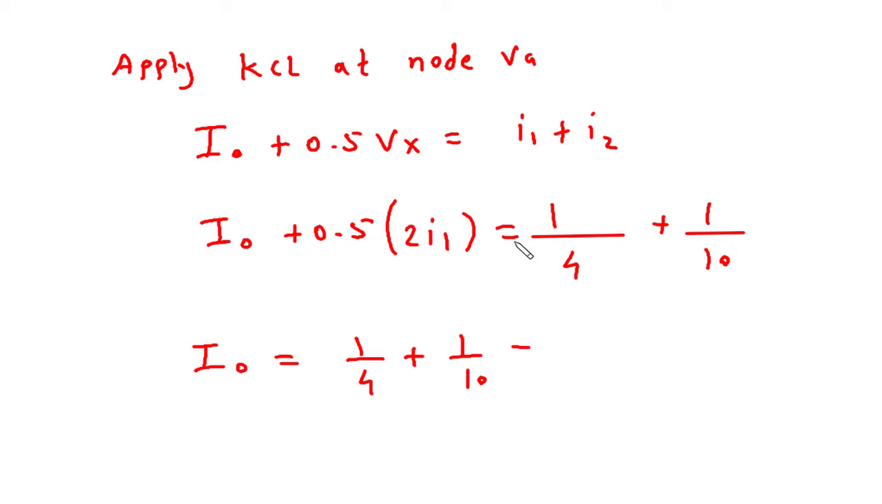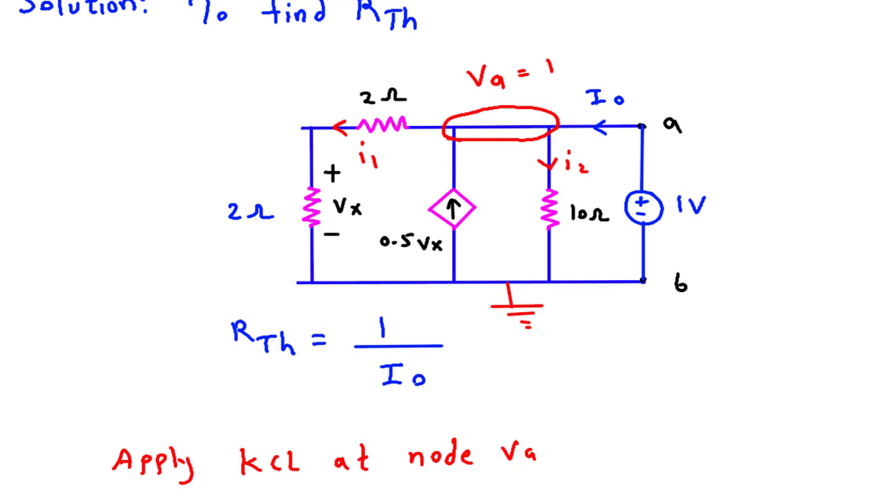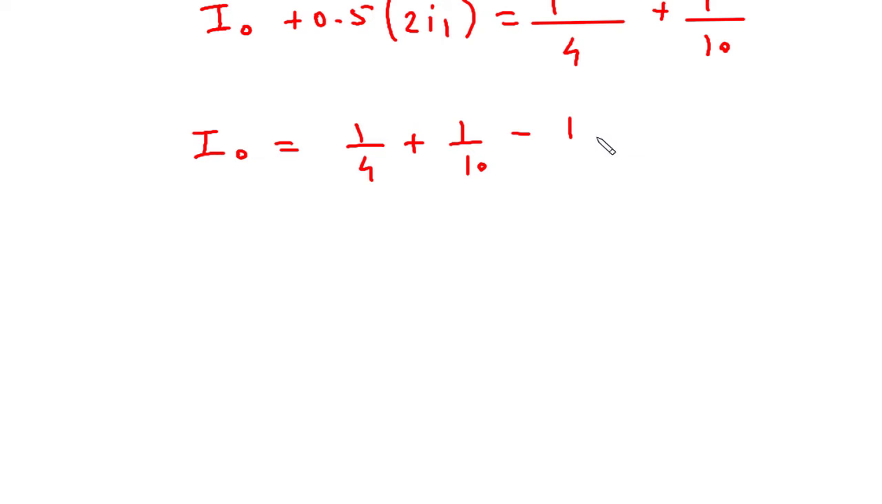Now this I1 is equal to again 1 minus 0 by 4. Now this 1 by 4 and 1 by 4 will get cancelled. So IO is equal to 1 by 10 ampere.